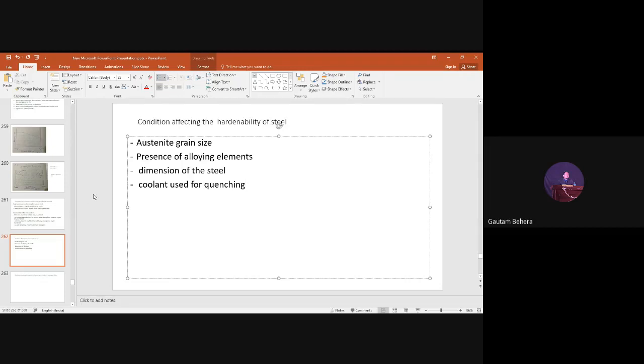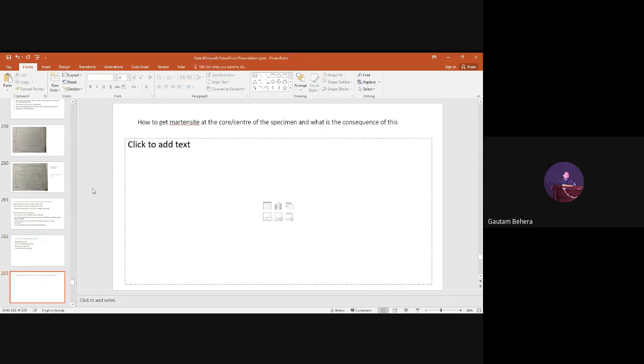Next is how to get martensite at the core center of the specimen, and what is the consequence of this. So the answer is we can get martensite.